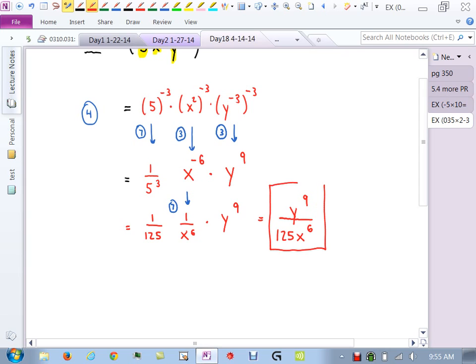And we're done. Why are we done? Well, we don't have any more parentheses, right? We don't have any negative exponents. All of our numbers that are raised to powers have been multiplied out, 125 for 5 cubed.